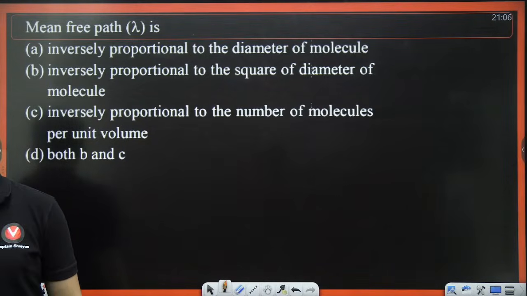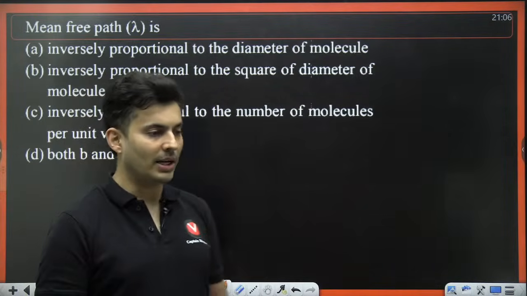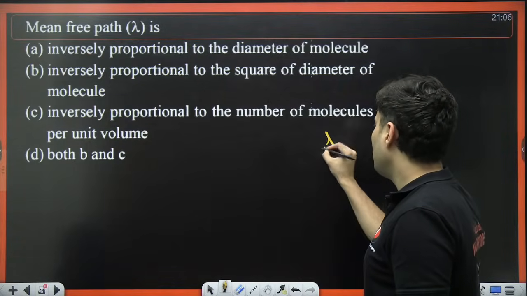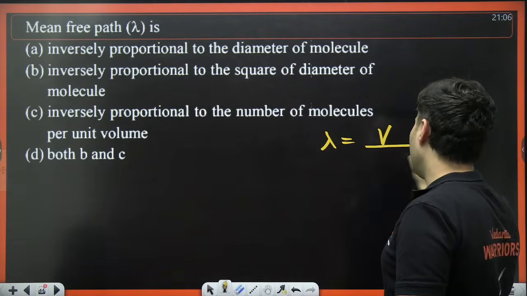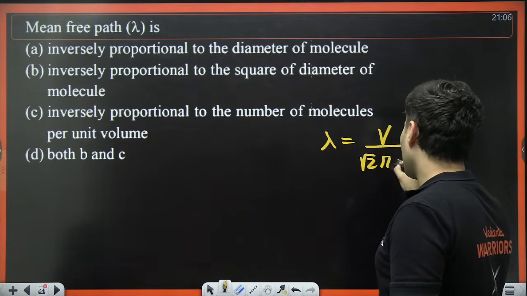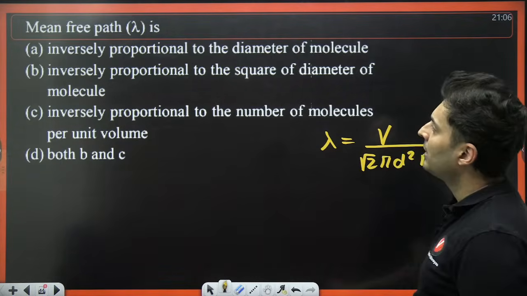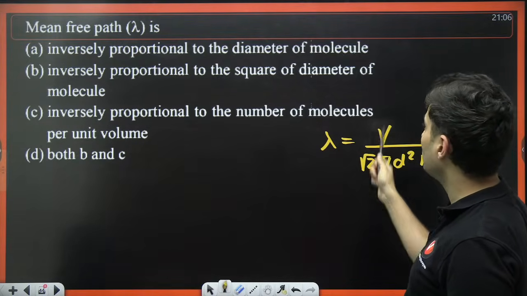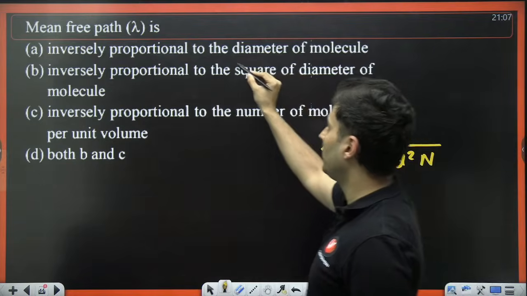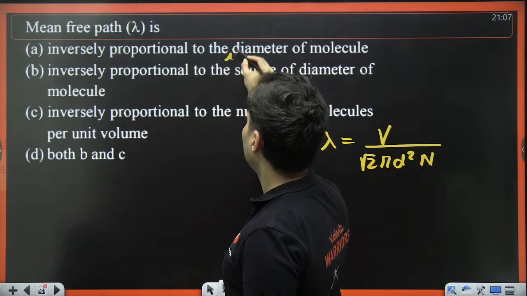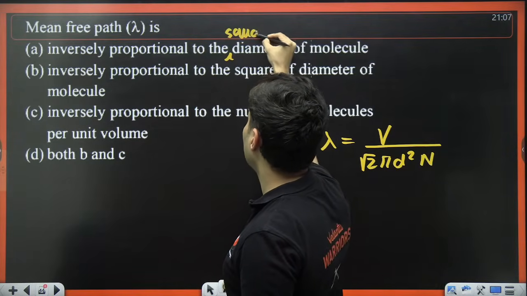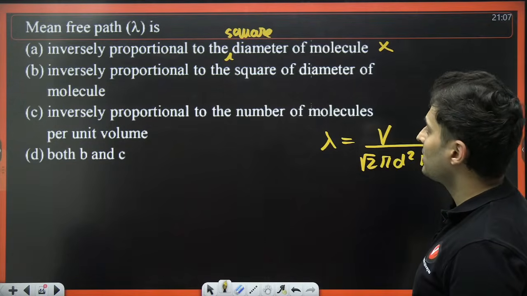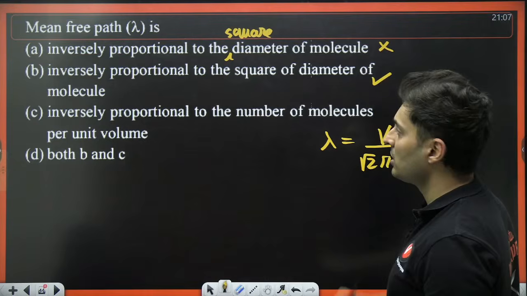Come on. Mean free path. Use the formula, you will get the answer directly. The mean free path formula is volume divided by root 2 pi d square into n. Inversely proportional to the diameter? No, it is inversely proportional to the square of the diameter. Inversely proportional to the square should have been there, but that is not there, so option A is wrong. Inversely proportional to the square of the diameter? Yes, second option is correct.